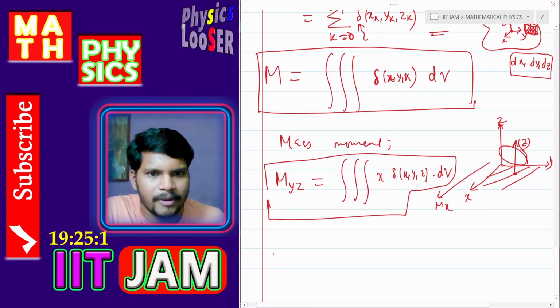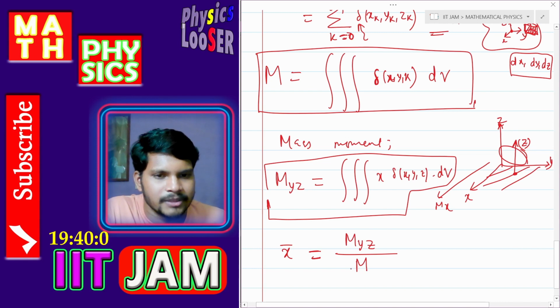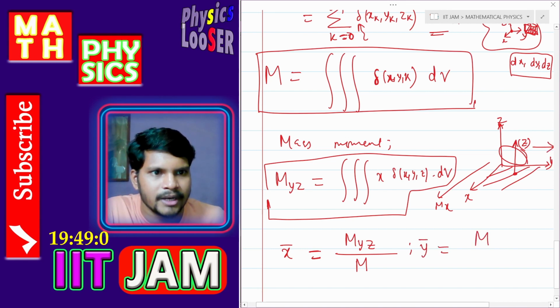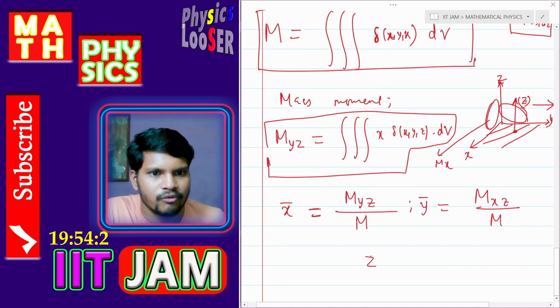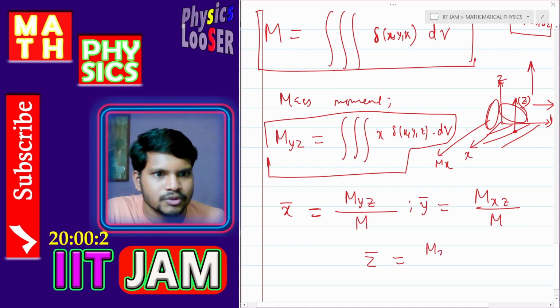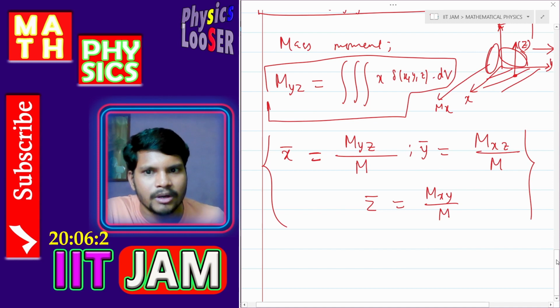And in order to find the center of mass, we can say this could be the center of mass, which is x bar. I can find the center of mass by using the mass moment along the x-axis, which is in the yz plane, divided by the total mass of that arbitrary body. Similarly, y bar would be M of xz over total mass. And similarly, I want to find z bar. So this will be M of xy over M. These are the center of mass coordinates of any particular body.